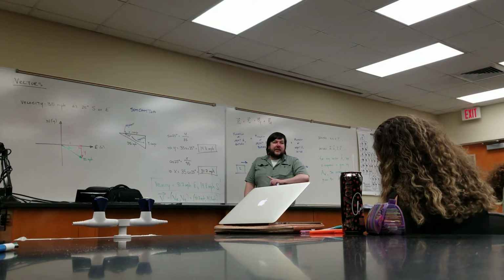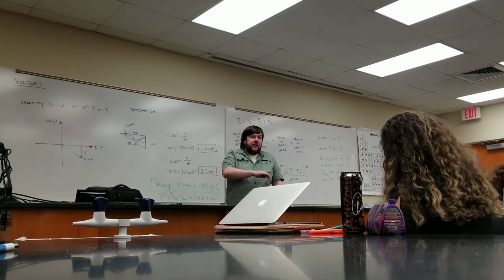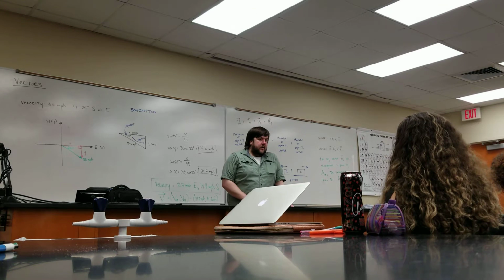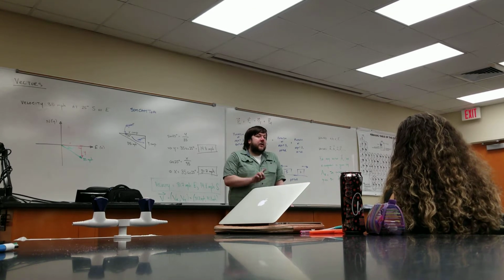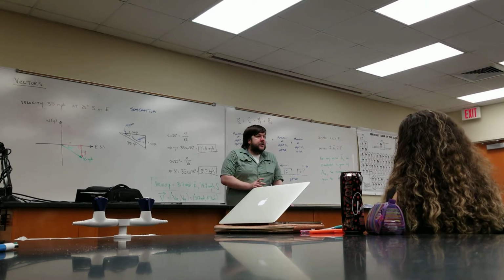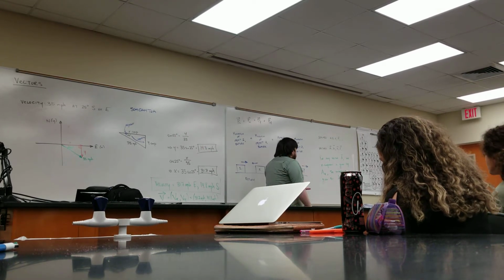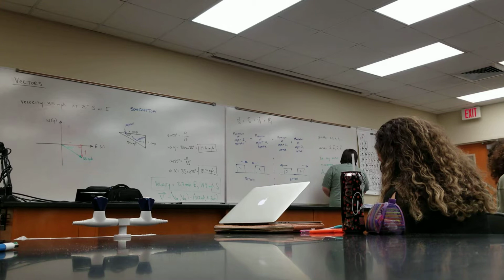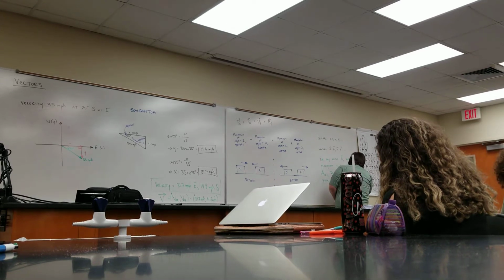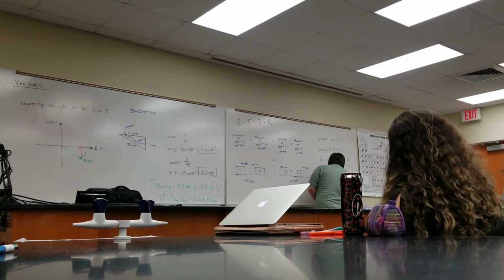I'm missing the magnitude. Is the magnitude a scalar or a vector? The magnitude is a scalar. Magnitude is just one number, right? It's just how long the vector is, it's just the length of the vector. The magnitude of the vector can be given in two forms.